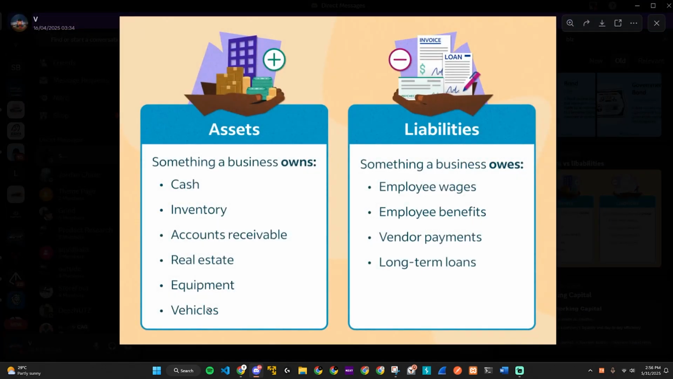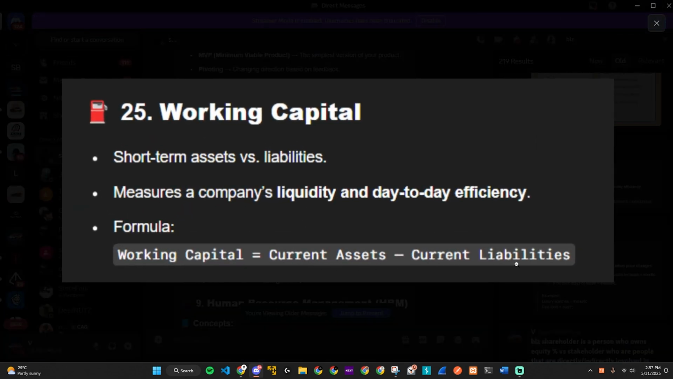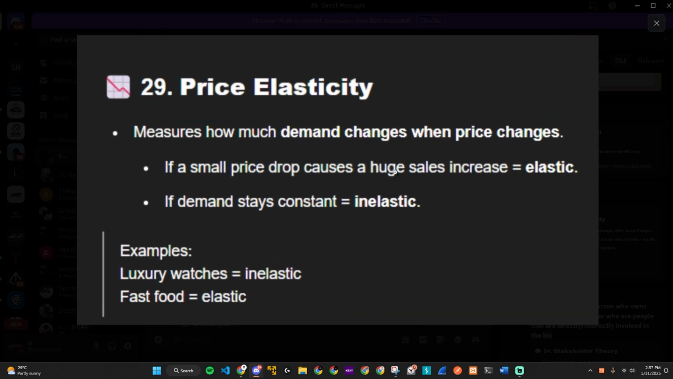No, this is not really an asset anymore. So in Sri Lanka, this is actually an asset, but it's mostly a liability because it takes more money from you. So in a business context, yes, it's an asset. Working capital: as you can see, current assets minus current liabilities. That's working capital. Price elasticity: how people react to drops in price, and if it stays consistent, then it's inelastic.